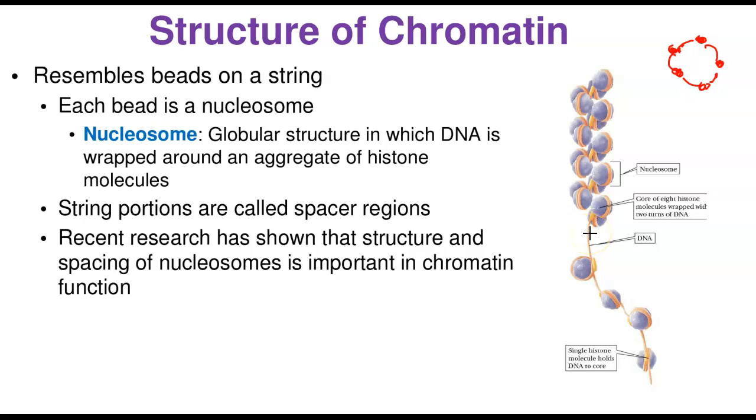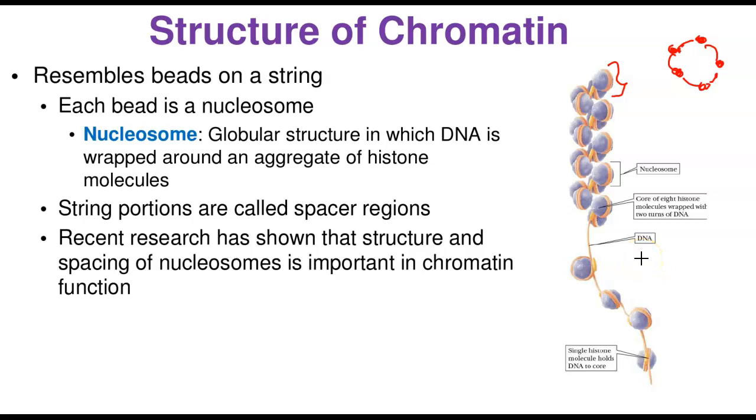So it resembles a bead on a string. Each bead becomes what we call a nucleosome. It's a globular structure in which the DNA is wrapped around an aggregate of histones. Remember, the histones are this protein. So this is the core of 8 histones. This is the histone, I think this should be purple color. I'm not very good in color. This is the histone, and then the DNA is in yellow here, wrapped around it.